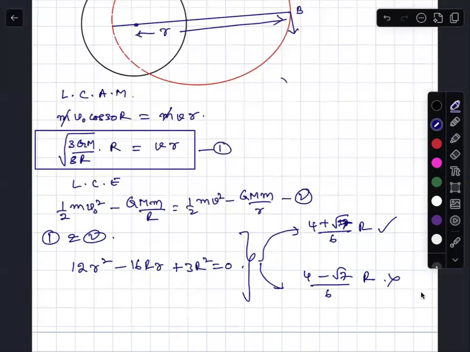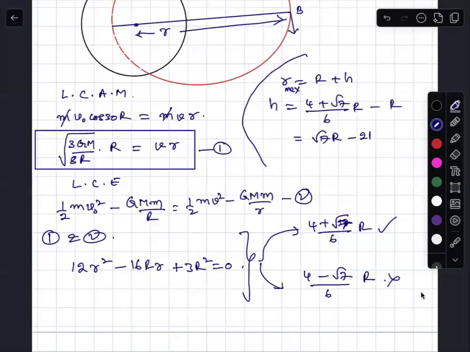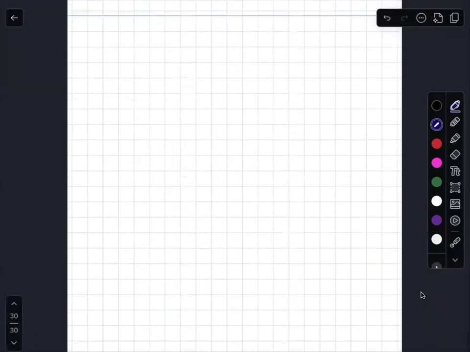So therefore, R is capital R plus H. So H max is 4 plus root 7 by 6R minus R. So therefore, you will get this one as root 7R minus 2R by 6. That is the maximum height. Any doubt in this?